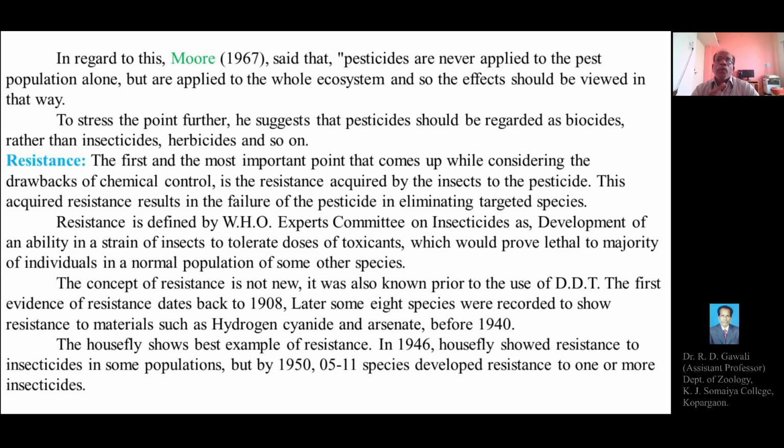Very soon we are going to conduct our internal test exam based on these two topics, sericulture and agricultural pests and their control. So this is all about our syllabus, Applied Zoology First.